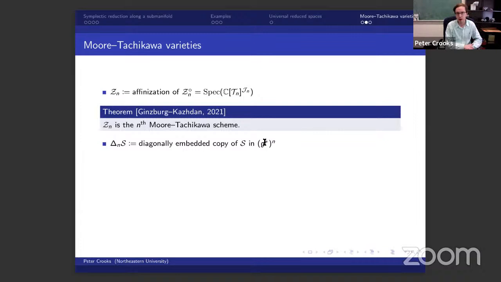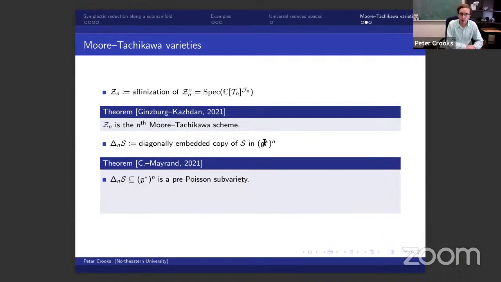Now, what is that geometrically? Well, this is something Maxence and I prove: that space is actually a genuine pre-Poisson subvariety of G star to the n. It's not a Poisson transversal, it's not a Poisson submanifold, but it is a genuine pre-Poisson subvariety. Okay, and so you can ask, well, what is its stabilizer subgroupoid going to be? Since we're taking n-fold products, it will be a Lie subgroupoid of the cotangent bundle of the group to the nth power. What will that be?